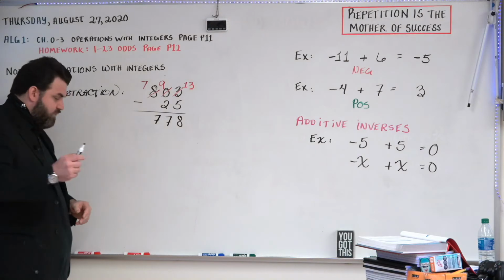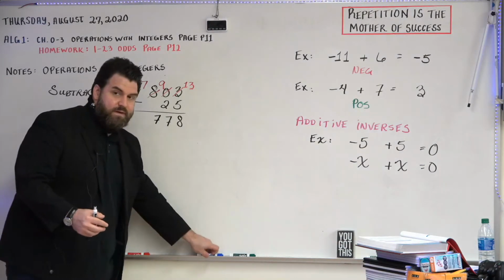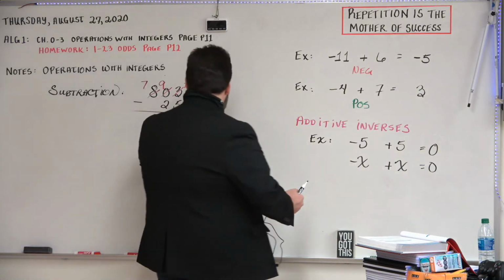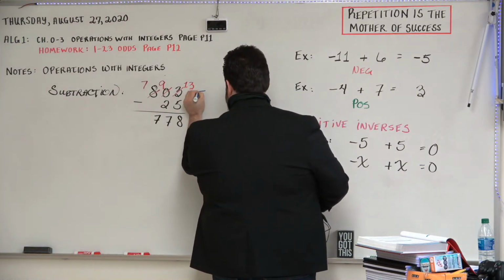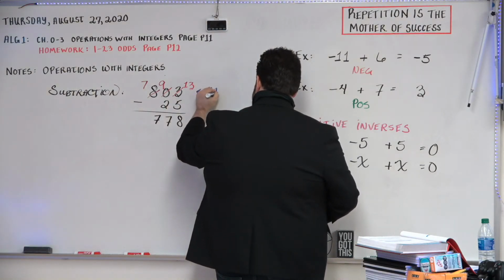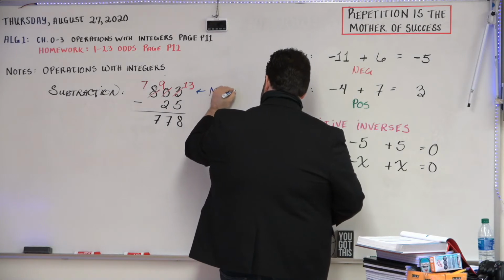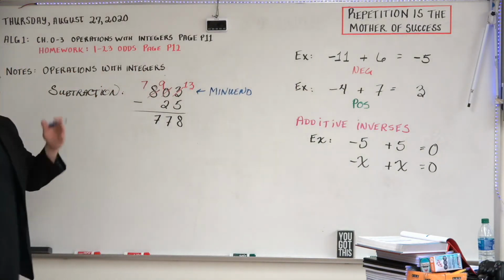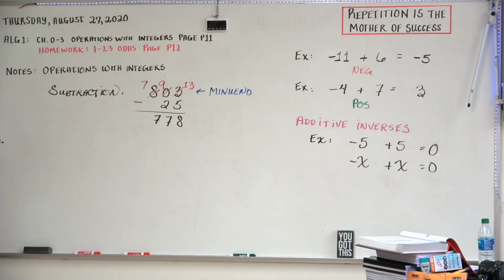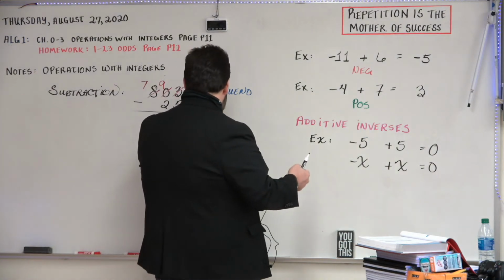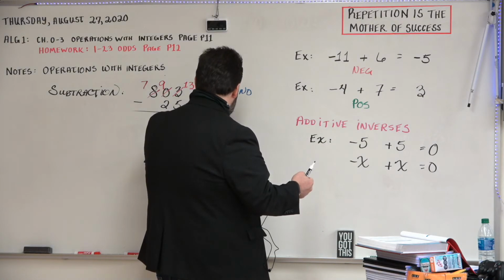Now, I just want to take a second here to identify what these are called. Not that this is just kind of trivia, maybe bonus questions on a test. The top number is called the minuend. Did you guys ever learn this? The top number in a subtraction problem is called the minuend. The bottom number is called the subtrahend.